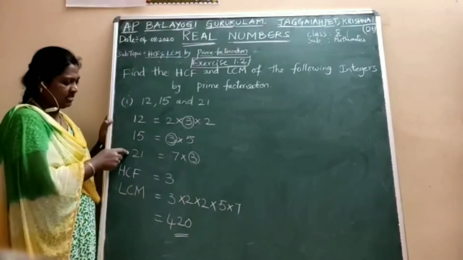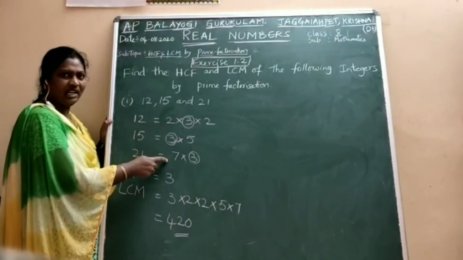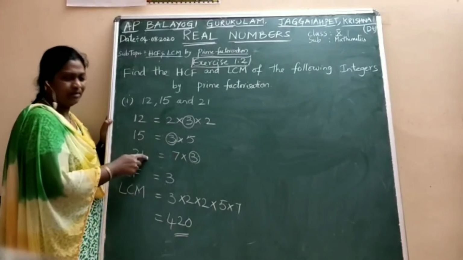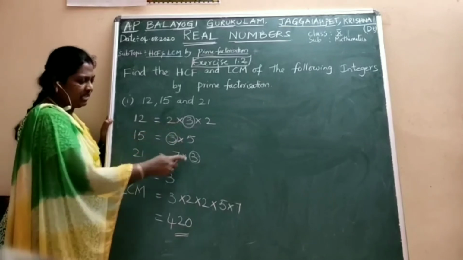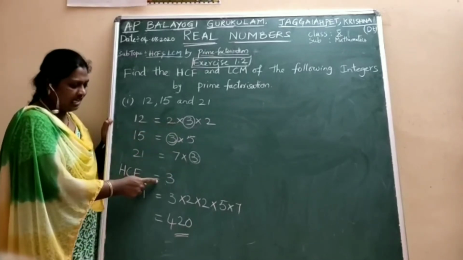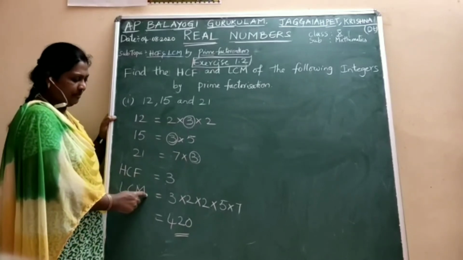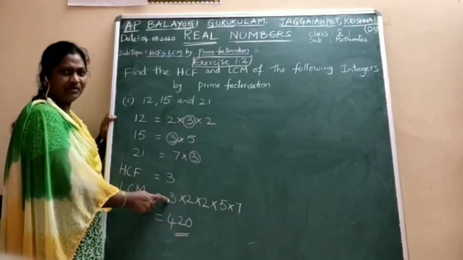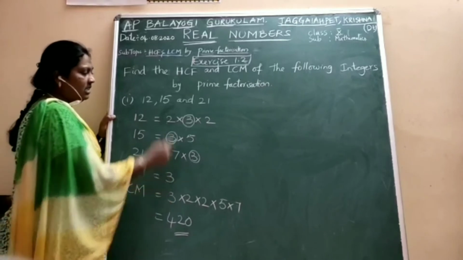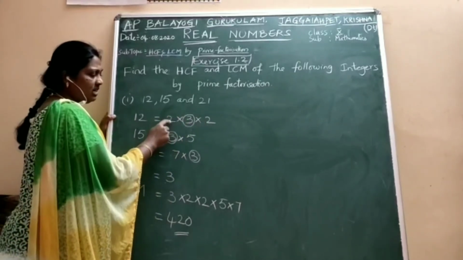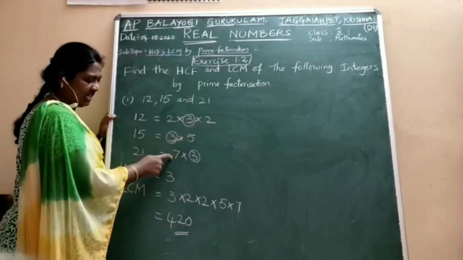For 3 numbers, we have to do like this only. We have to write the common factor in these 3 numbers. That number will be the HCF. The remaining numbers, that means for finding LCM, we have to write first the HCF here. Again, the other numbers which are not circled, those 2 numbers, here 2 into 2 and again 5 and again 7.